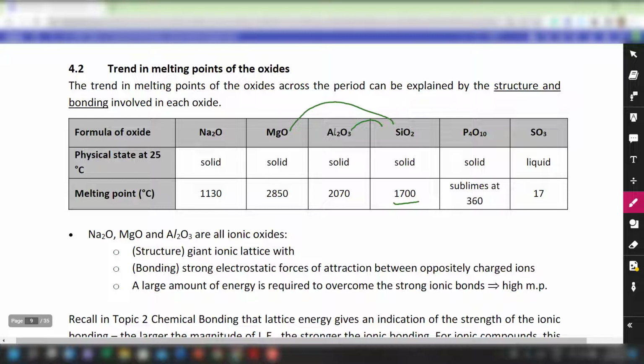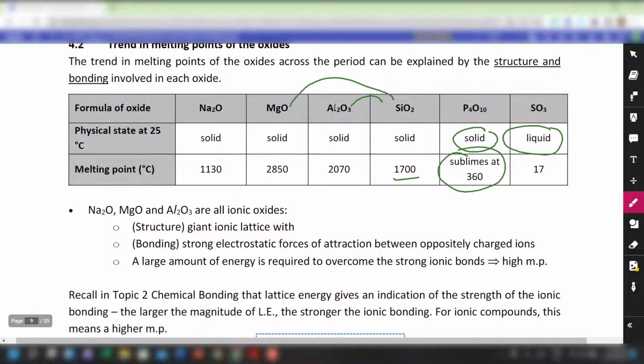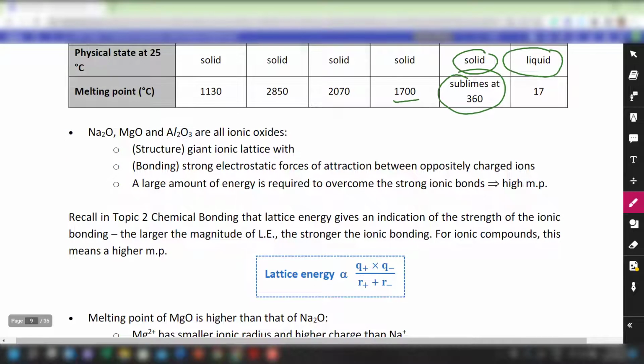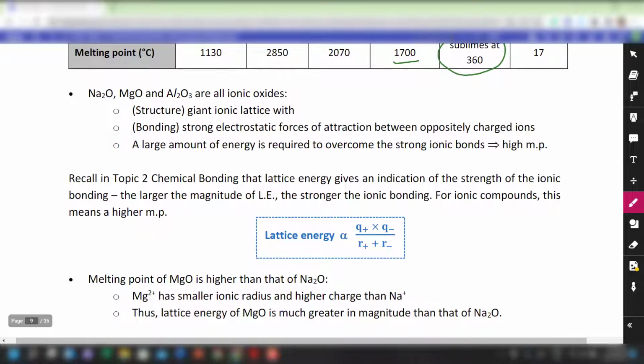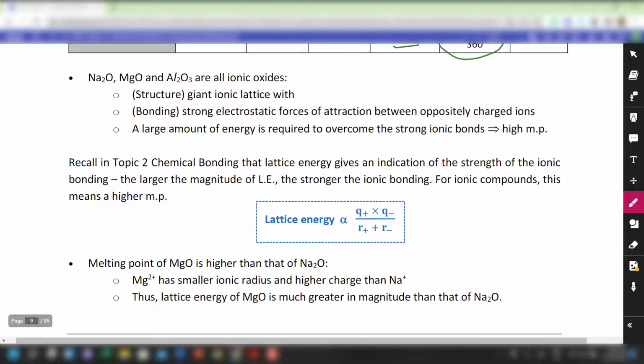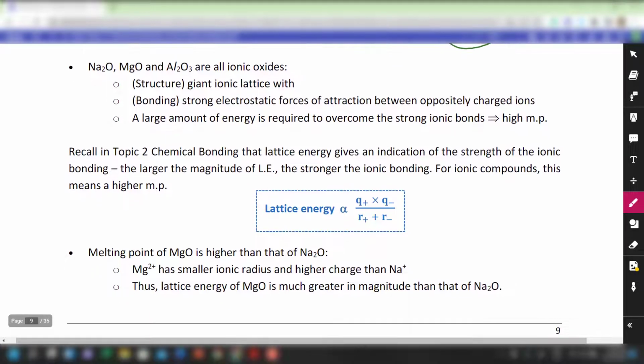As I mentioned, the molecular size of P4O10 is relatively large, so I would expect quite strong dispersion forces between P4O10 molecules. That explains why it sublimes at about 360 degrees Celsius, and it exists as a solid at 25 degrees Celsius. For SO3, the molecular size is not as large as P4O10, so it exists as a liquid with a melting point of 17 degrees Celsius, and that makes sense. If you need to revise, please go back to the chapter on chemical bonding, which should be topic 2, and do your necessary revision.